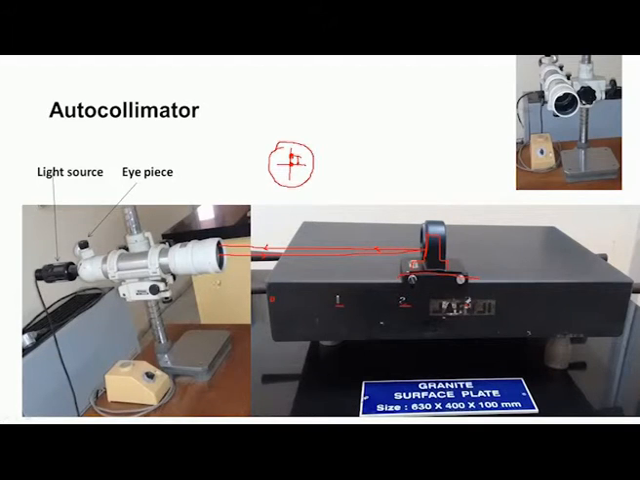Now, see, there is an arrangement, say we have some surface which is inclined like this, an inclined surface. So, we can orient the autocollimator tube with respect to this inclined surface. For that, this can be rotated like this, and the height can be adjusted depending upon the workpiece height, and also we can rotate the autocollimator tube like this in this fashion.